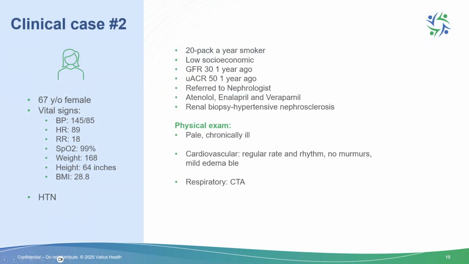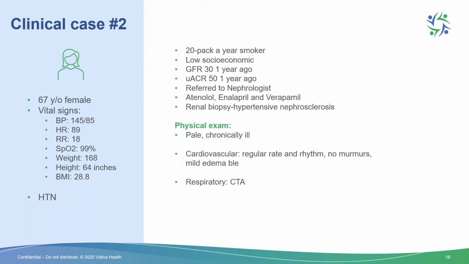The second case is a 67-year-old female with long-standing hypertension. She has a 20-pack-year smoking history, but she stopped about 5 years ago. She's been treating intermittently with antihypertensives, but follow-up hasn't really been consistent until she started coming to this clinic about 18 months ago. Her initial GFR was 30 and urine ACR was 50, so she was referred to a nephrologist.